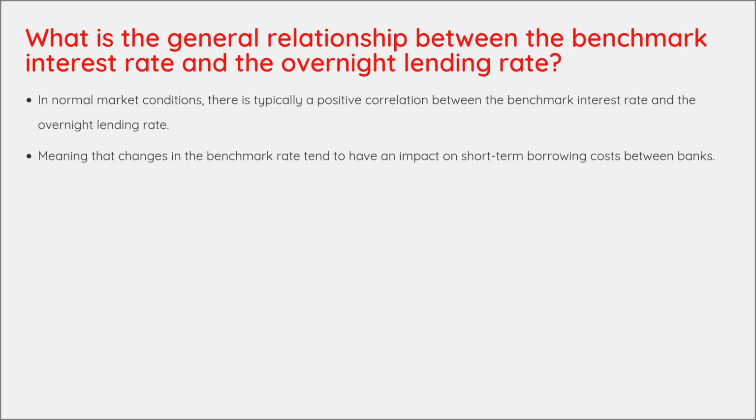What is the general relationship between the benchmark interest rate and the overnight lending rate? In normal market conditions, there is typically a positive correlation between the benchmark interest rate and the overnight lending rate, meaning that changes in the benchmark rate tend to have an impact on short-term borrowing costs between banks.